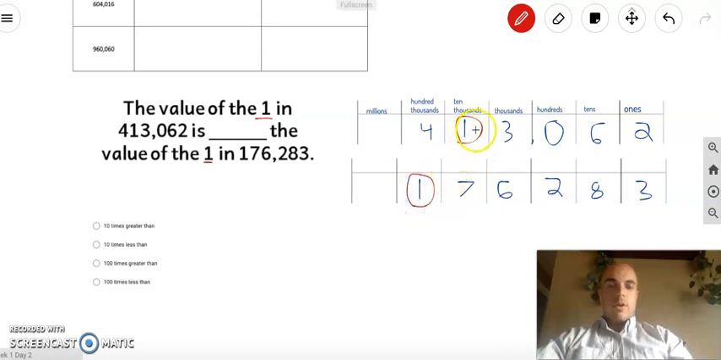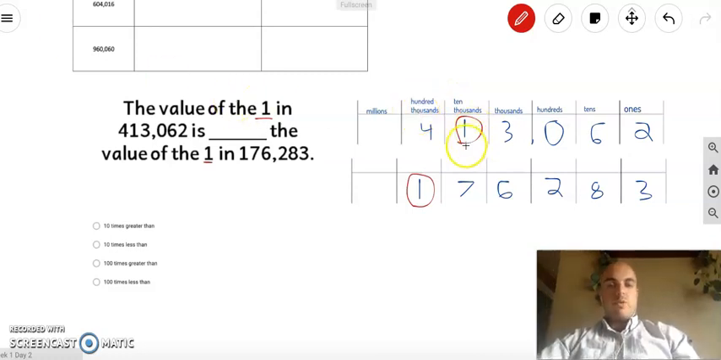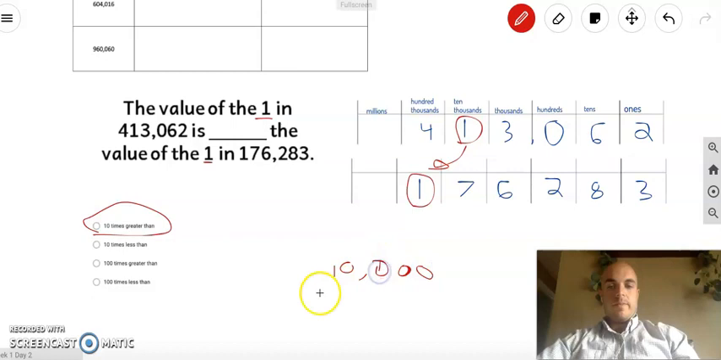So how does my 1 go from here to here? Well, as I move across this way, this is 10 times greater. You've got to think we're going up a space. So it's actually 10 times greater than. So we're going from 10,000s to 100,000s. If I were to even just draw this out for you, 10,000s in comparison to 100,000s. Notice there's an additional place value here. It's 10 times. There's one more column. It's 10 times greater than.